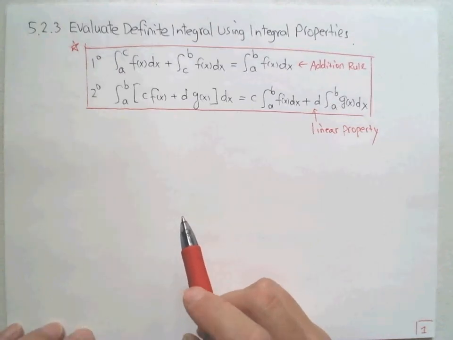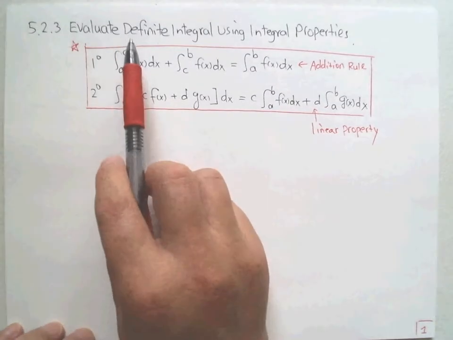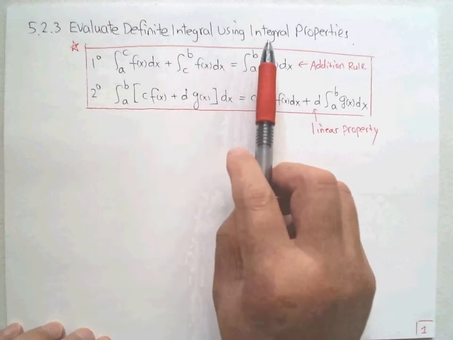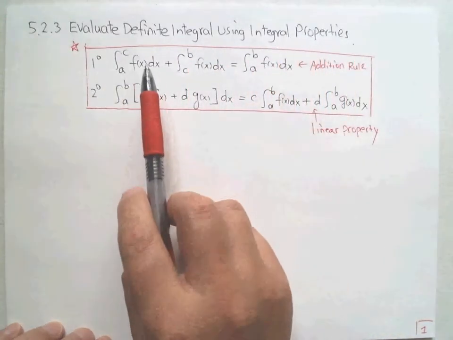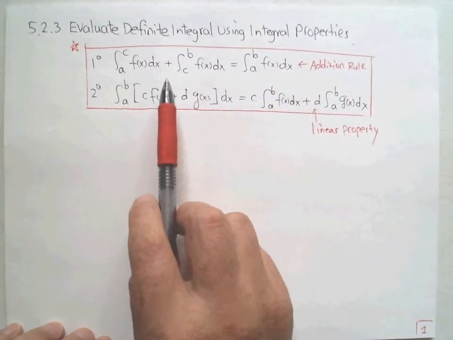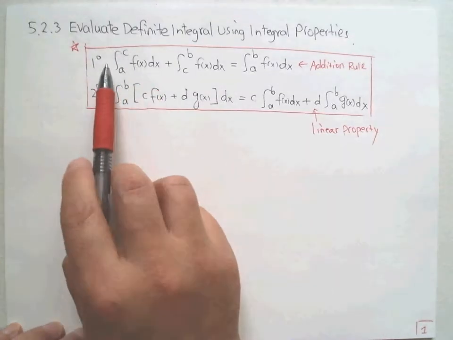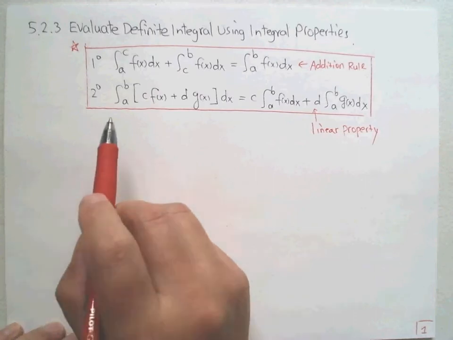This lecture we're going to evaluate definite integrals using integral properties. The two major properties here we are going to use. First, we're going to prove the first property, which we call the addition rule.